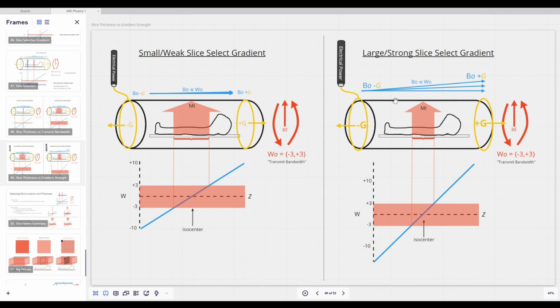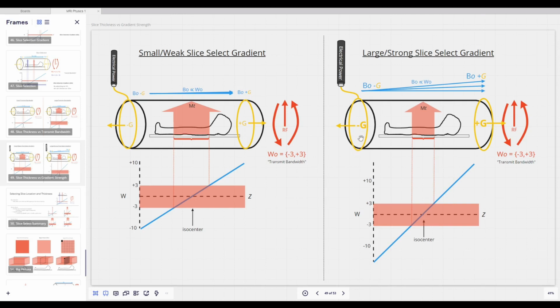And so the overall gradient that's created across this patient is stronger, or it's steeper. You have a greater amount of change from one side to the next. In this case, it's, let's say, -10 at the feet and +10 at the head. Here, it might be -15 at the feet, +15 at the head, because we've run more juice through our gradient coils. Same transmit bandwidth, everything else is the same, but we've increased the strength of our gradient magnetic field.